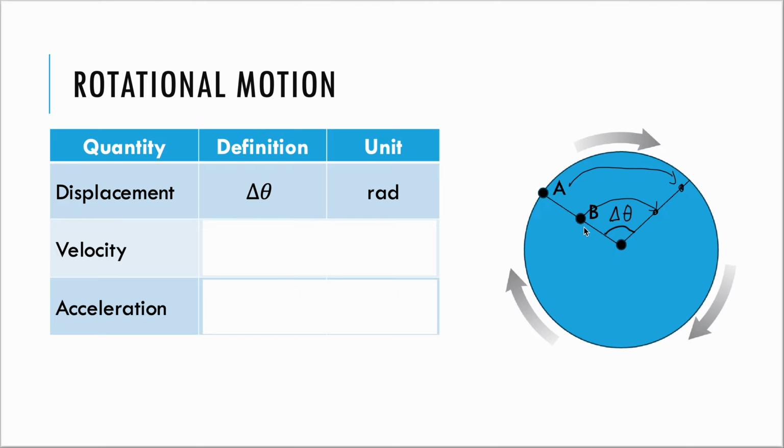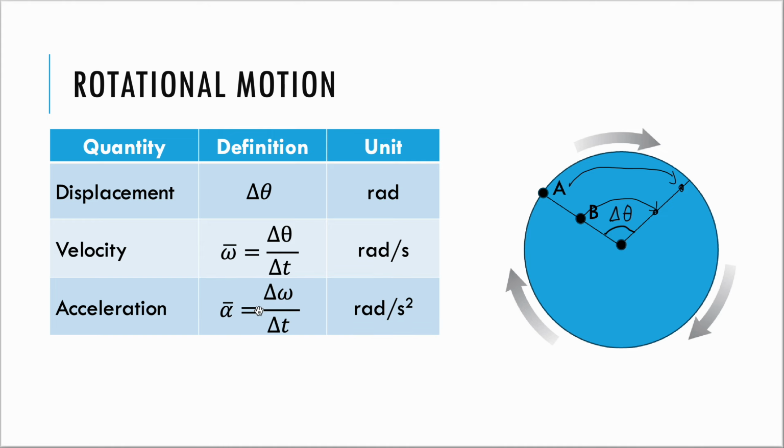No matter where the point is, they're all going to have the same angular velocity. Angular velocity uses omega, and the average angular velocity equals this angular displacement over the time. It's measured in radians per second. So since both point A and point B are moving that angle in the same amount of time, they have the same angular velocity.